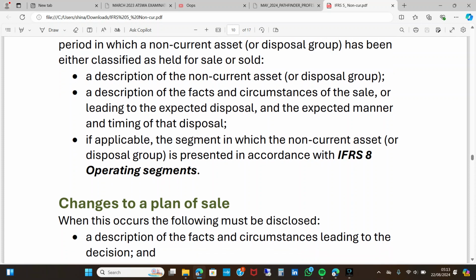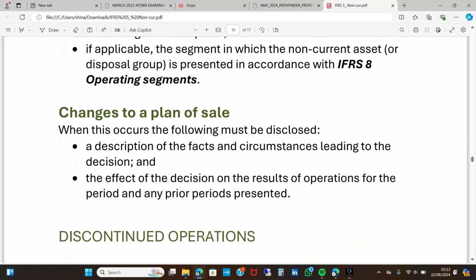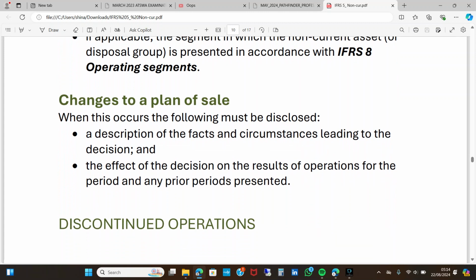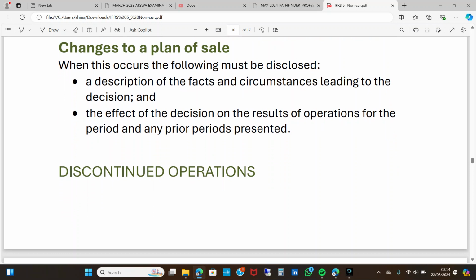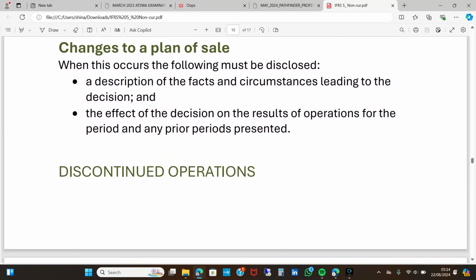So one, we must disclose a description of the non-current asset held for sale. That means we talk about what the non-current asset is that was classified as held for sale. Two, the facts and circumstances of the sale or leading to the expected disposal, and the expected manner and timing of that disposal. Three, if applicable, the segment in which the non-current asset or disposal group is presented in accordance with IFRS 8 operating segment. So those are the three pieces of information we should disclose about the non-current assets in our financial statement.